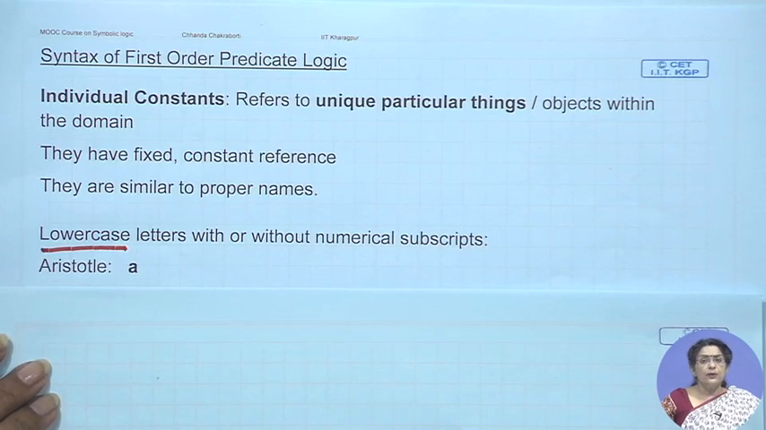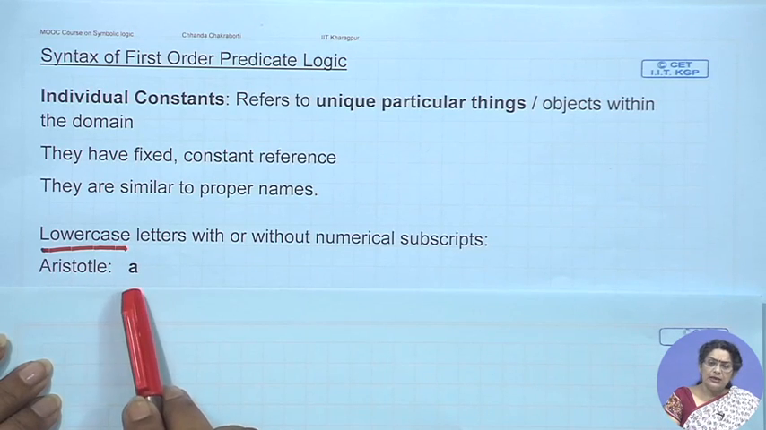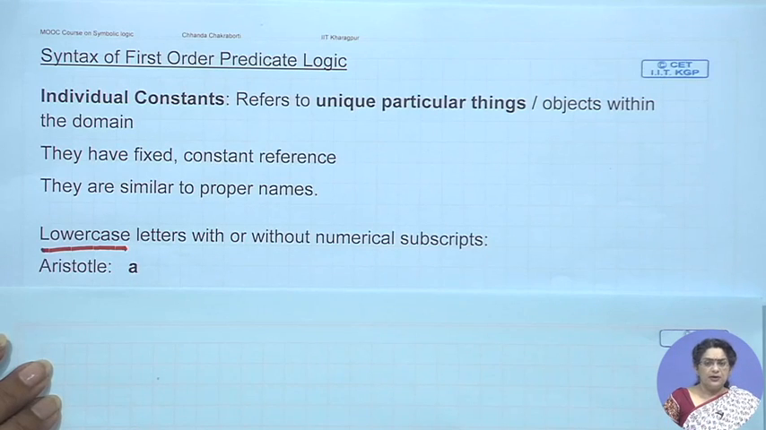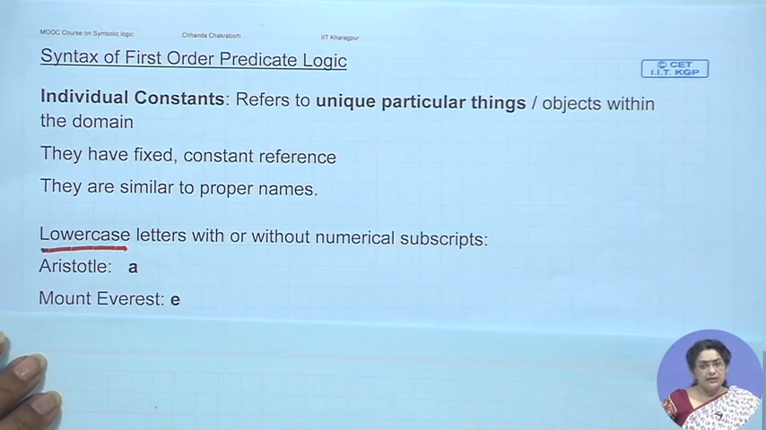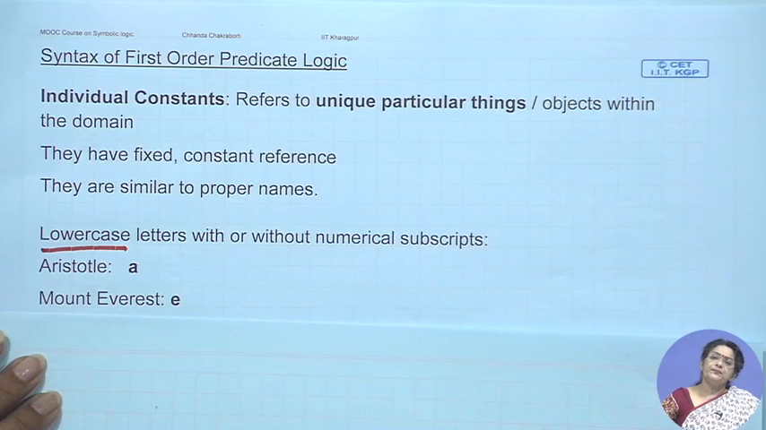Let me show you some. For example, if your domain includes Aristotle, then you might think of assigning this small a, lowercase a, to Aristotle. So, whenever a is used in your predicate logic, this refers to Aristotle and Aristotle only. Similarly, suppose Mount Everest is there in your domain, and we have picked e, lowercase e, to refer to Mount Everest. So, the reference remains fixed, and whenever you are using e, it will pick up only Mount Everest and nothing else.